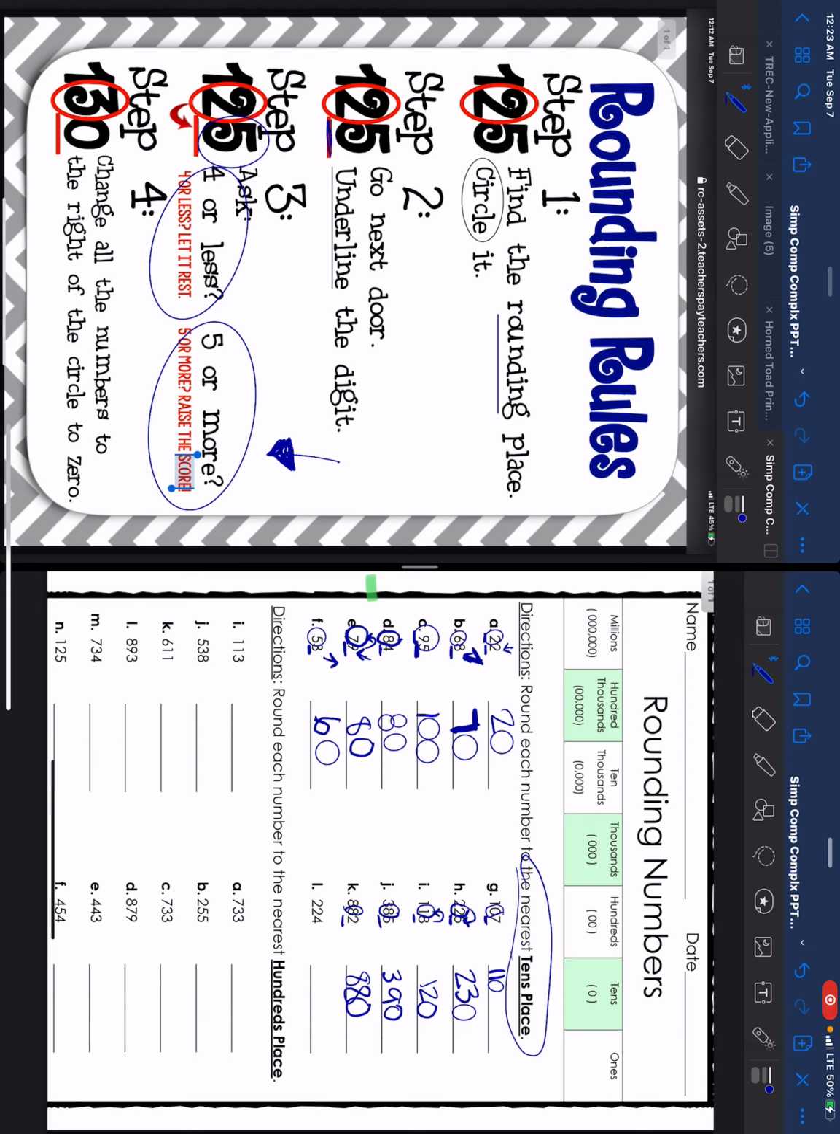224. Find the rounding place and circle it. Okay, go next door, underline the digit. If it's 4 or less, let it rest. It is. It's exactly 4, so that's going to be 2 in the tens place, 2 in the hundreds place, and then 0 because all numbers to the right become a 0.